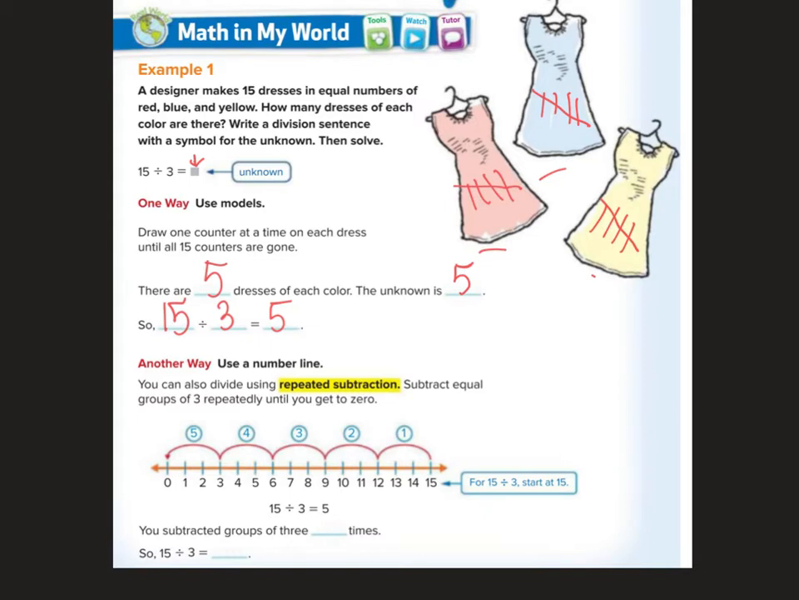Now let's say, what if we used a number line? You can also divide using repeated subtraction. This is the example I used on the other page. So if I start at 15, subtract 3, 12, subtract 3, 9, subtract 3, 6, subtract 3, 3, subtract 3, 0. So once I get to 0, I count how many jumps did I make. 1, 2, 3, 4, 5. So you subtracted groups of 3 and you did it 5 times. So 15 divided by 3 is 5.